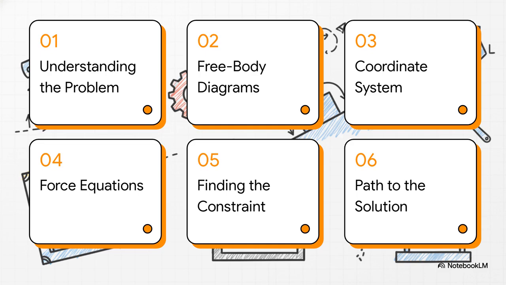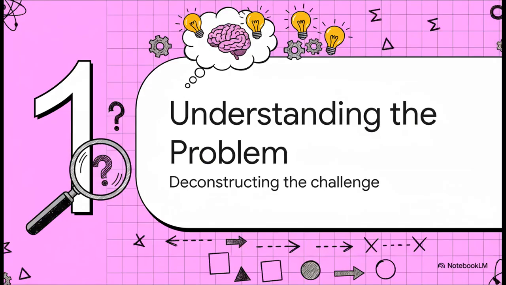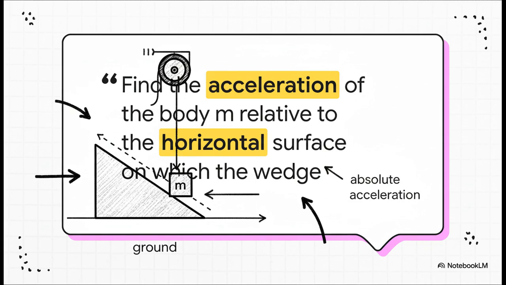Let's get going with step 1. First things first, before you even think about an equation or a vector, you've got to know exactly what the problem is asking. So many mistakes happen right at the very beginning just by misreading or misinterpreting something. So let's take a second and read it carefully. Okay, let's read that carefully.